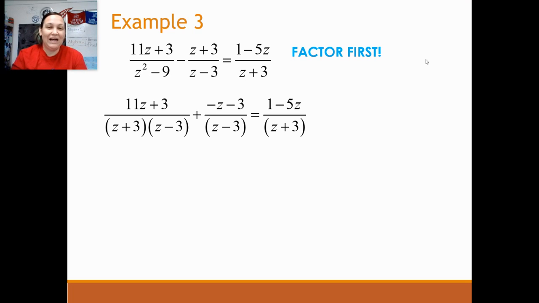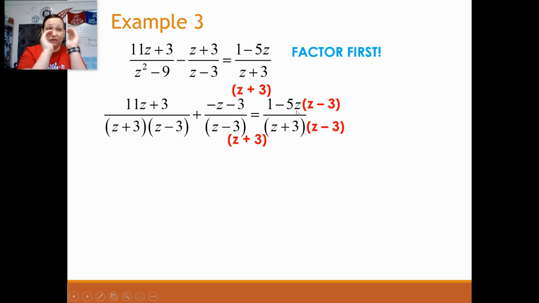Okay, my common denominator is z plus 3 and z minus 3, which the first fraction already has. So the first fraction is good. The middle fraction has a z minus 3, but it needs a z plus 3. And I will be FOILing or using the box to multiply those out. And then the next one, z plus 3, is missing a z minus 3.